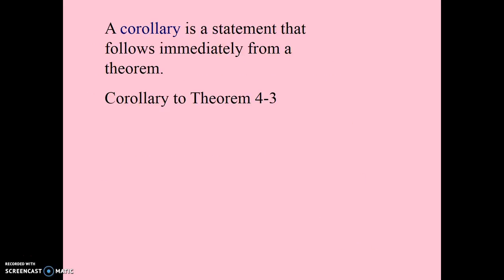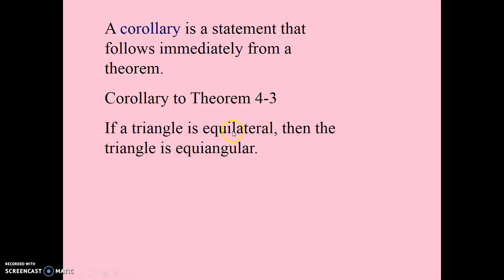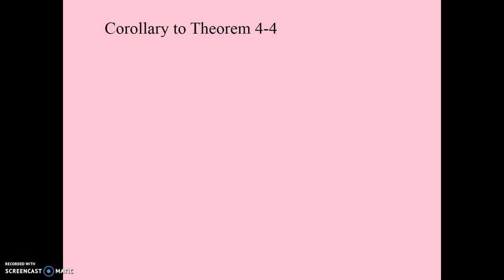Alright, now we have corollaries, which just follow immediately from theorems. So corollary to theorem 4-3. This is with equilateral triangles. So if a triangle is equilateral, which we have here, then the triangle is equiangular. And take a guess what equiangular means. Let's see, angular. Well, yeah, you guessed it. That means that the angles are equal. That's a funny word, actually. Angular. So all three angles in here will be congruent. And you could guess what the next one will be.